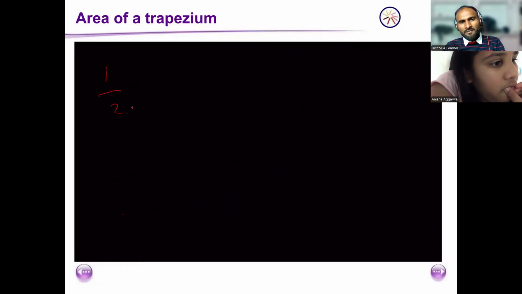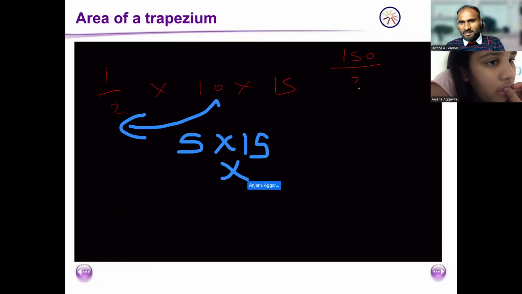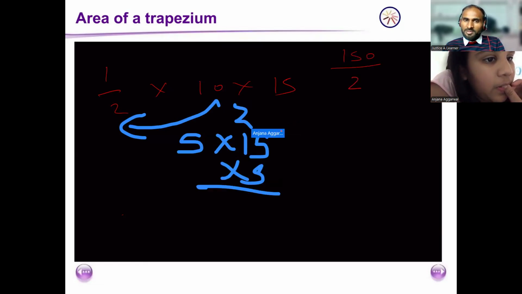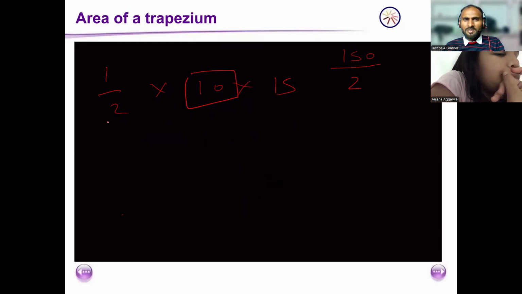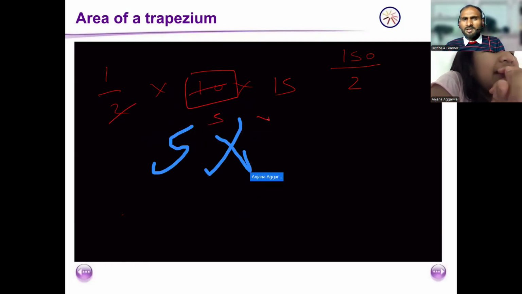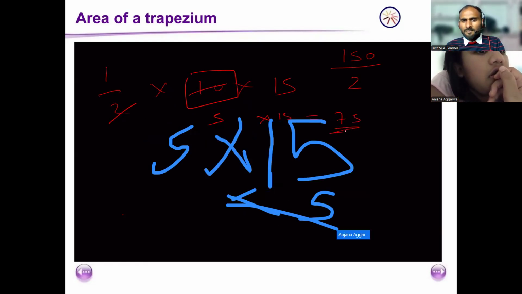This is half, and we already know there are two dimensions given. One is 10 and one is 15. Your approach says that we should multiply it and then divide it. And my approach says no, don't do this because there is a number which is directly divisible by 2. So I would go with this to make it easy. So this is 5 now, but I still have to do this.